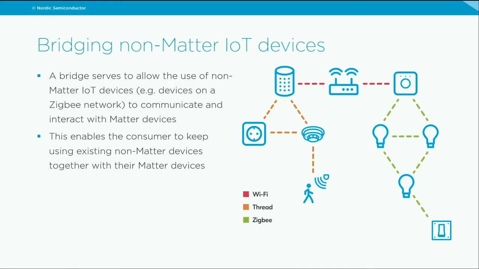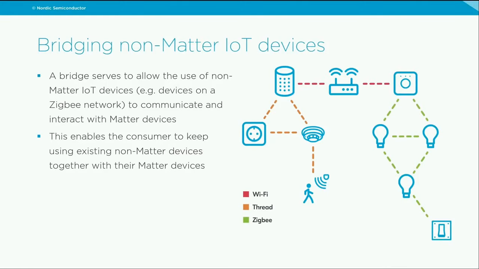Another important aspect is bridging non-Matter IoT devices. So today there is a variety of different smart home ecosystems using different connectivity protocols. But millions of these devices are already deployed in user homes. A bridge serves to allow the use of non-Matter IoT devices, for example, devices running a Zigbee network, to communicate and interact with Matter devices. This enables the consumer to keep using existing non-Matter devices together with their Matter devices.